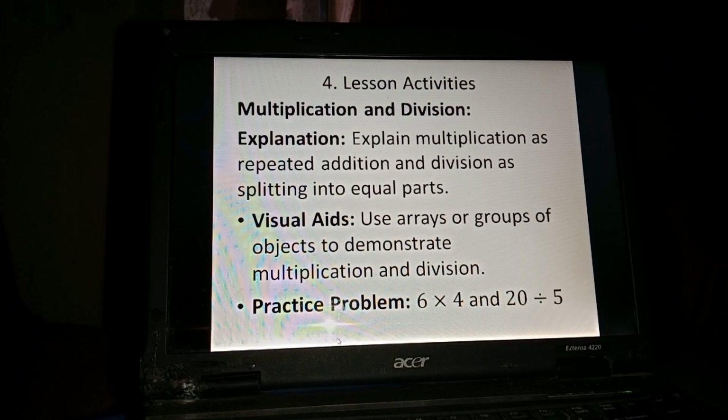You explain multiplication as repeated addition and division as splitting into equal parts. Visual aids. Use arrays or groups of objects to demonstrate multiplication and division. Practice problem. 6 times 4 and 20 divided by 5.